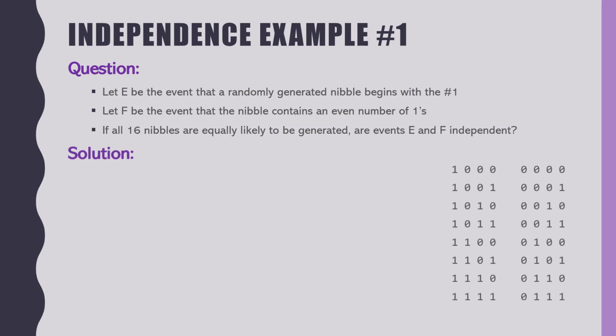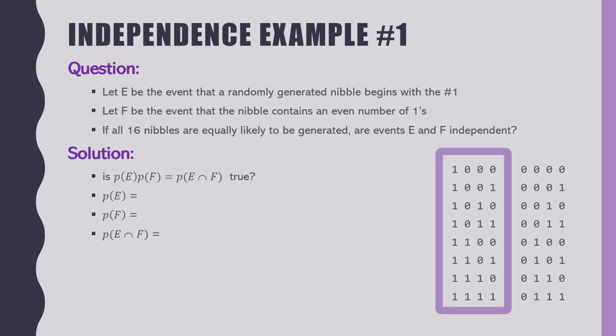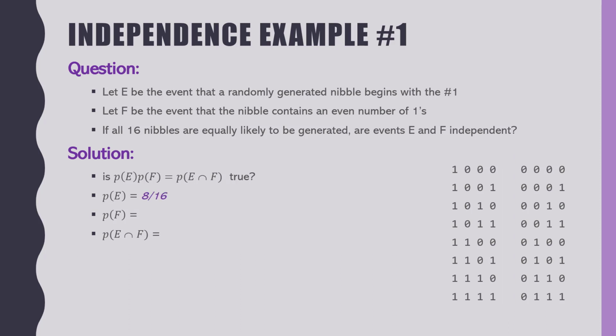Here's our set. This is our sample set right here. That's every single nibble that can be generated. The question is, is that true? Is the probability of E times the probability of F equal to the probability of the intersection of the two? Well, what's the probability of E? What is E? Yeah, so the probability of that is what? 1/2, right? 8 out of 16. And we reduce it down to 1/2, obviously, but I like to put the whole numbers there at first so we can see where the numbers are coming from.